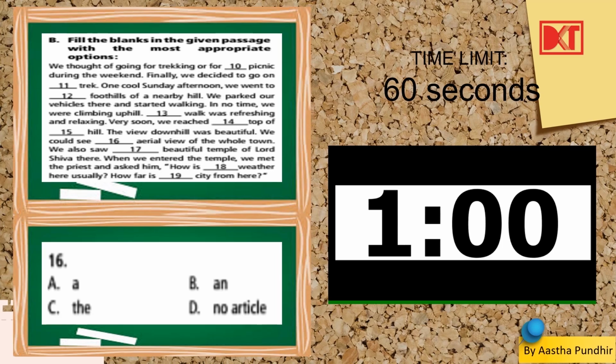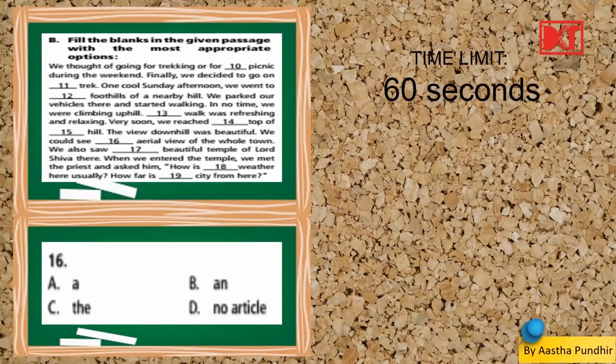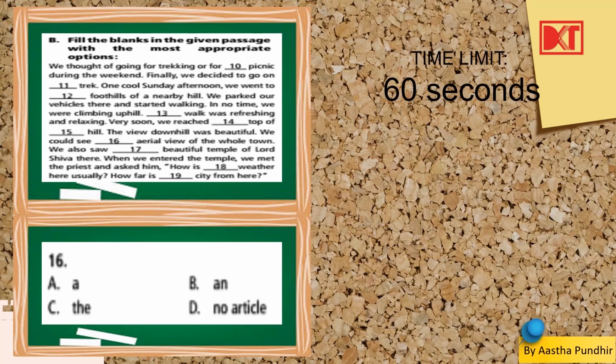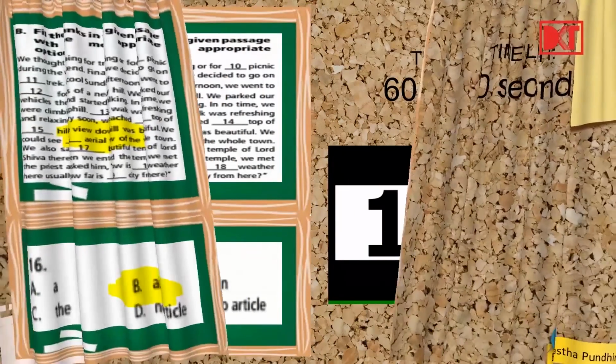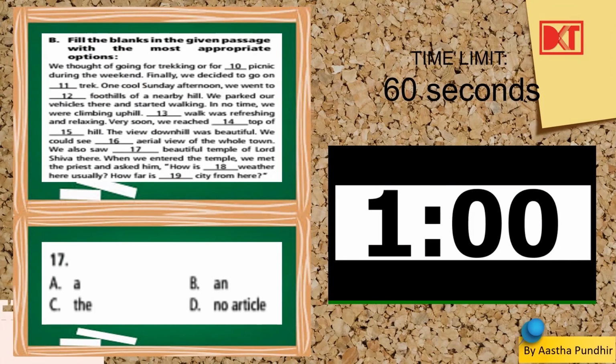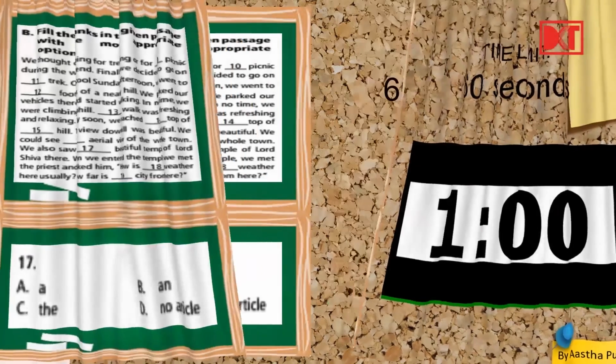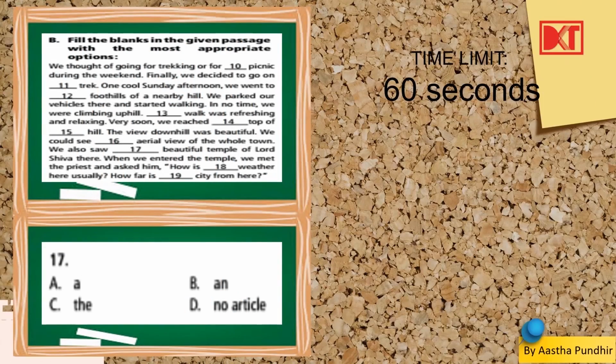Okay, here we could see dash aerial view of the whole town. This aerial view we are referring to is a general reference, so we use the indefinite article, and since aerial starts with a vowel sound, we use an: an aerial view of the whole town. Next up, we also saw dash beautiful temple of Lord Shiva there. We saw one particular temple, so the indefinite article, and beautiful starts with a consonant sound. So we saw a beautiful temple of Lord Shiva there. A.